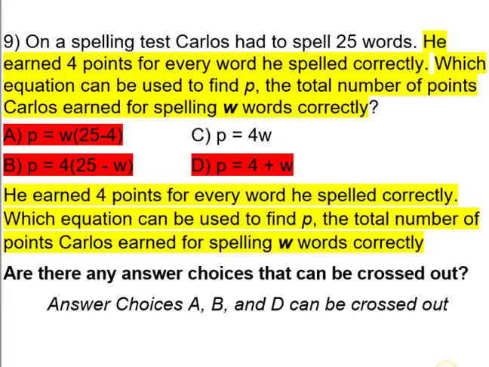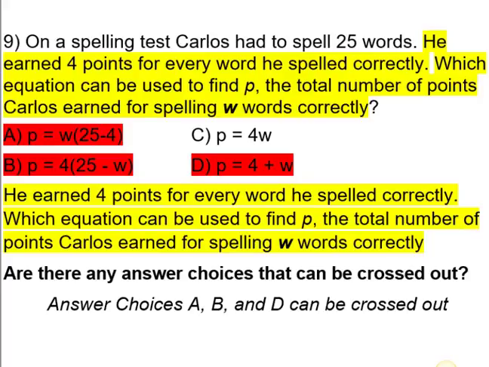Okay, let's take a look. For A, it's P is equal to W times 25 minus 4. Well, we're not subtracting. We do not need to subtract 4 from 25 because we know that for every word Carlos got correctly, he gained 4 points, or he earned 4 points. So anything that shows 25 minus something is incorrect. Really, knowing that Carlos had to spell 25 words, that's just information, but not information we can use.